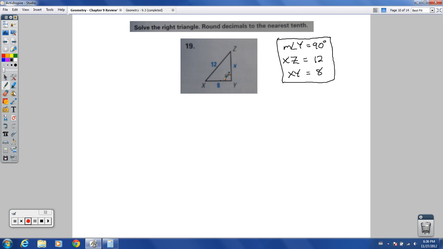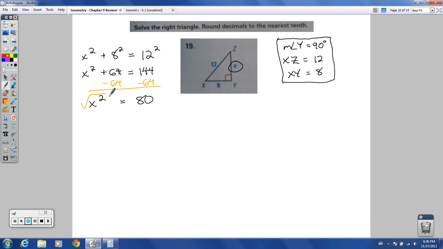And so now let's find the missing parts. When you have one like this, you're going to have to solve for x first using the Pythagorean theorem. So I've got x squared plus 8 squared. Leg squared plus leg squared equals hypotenuse squared. That means x squared plus 64 is 144. Subtract 64 from both sides. You're going to be left with x squared equals 80. Take the square root.